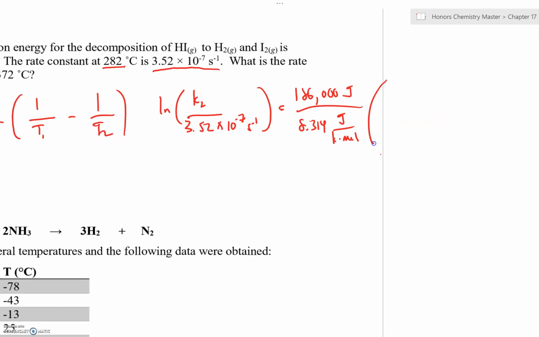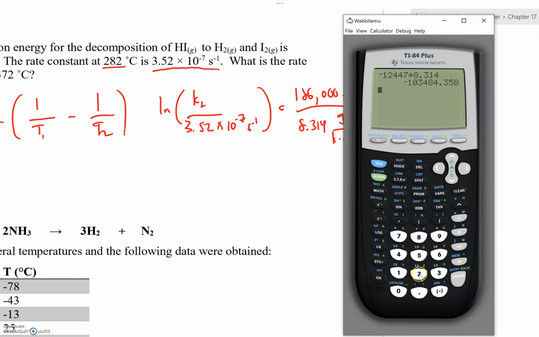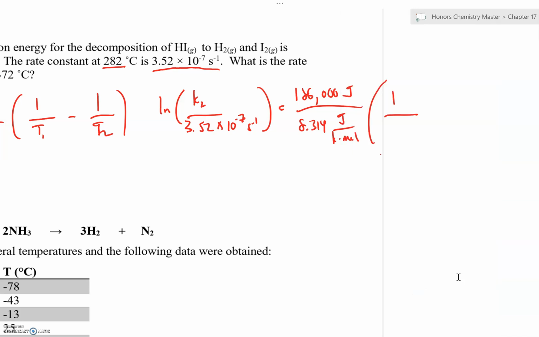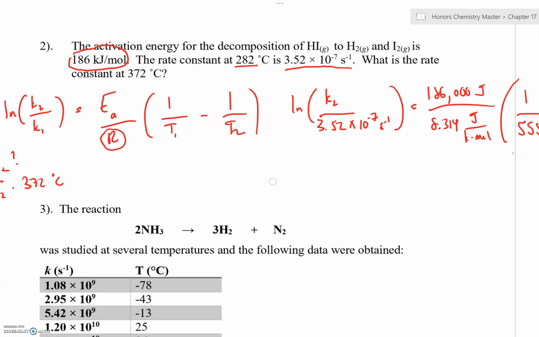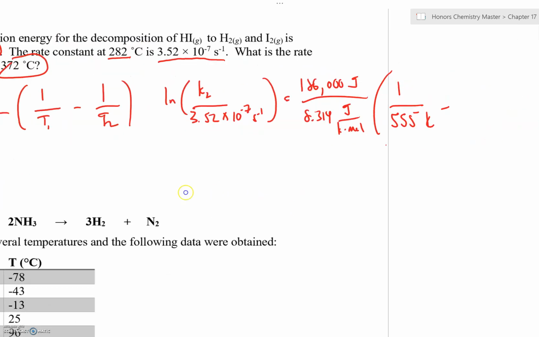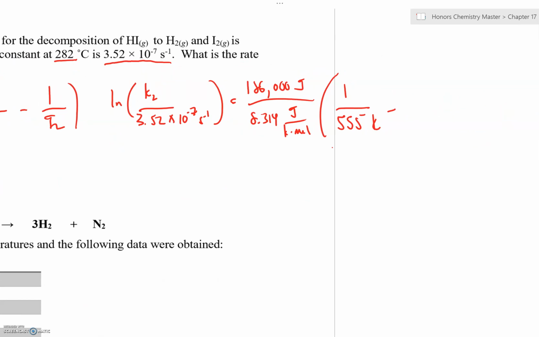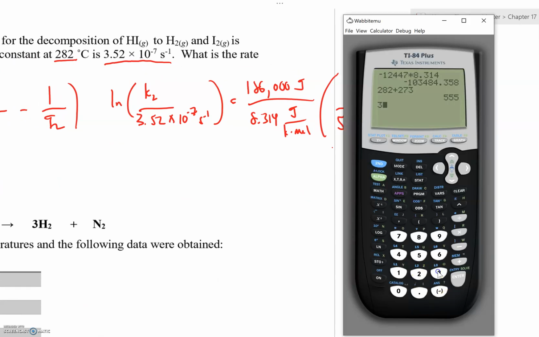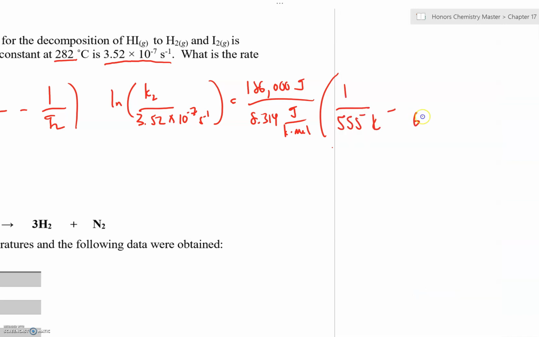And finally, the inverse of temperature 1, which is 282 degrees Celsius, we want that in kelvins. So 282 plus 273, 555 kelvins minus our temperature T2, 372. So let's get that into kelvins as well. 372 plus, some of you guys can do this in your head. I can't. 273, 645.